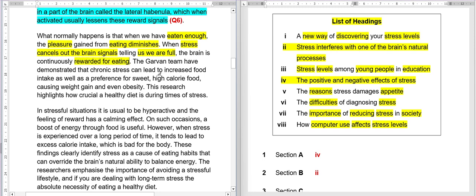The Graven team demonstrated that chronic stress can lead to increased food intake as well as a preference for sweet, high calorie food, causing weight gain and even obesity. So that's why when you are stressed and you eat a lot of food, it can cause weight gain and even obesity. This research highlights how crucial a healthy diet is during times of stress. So this research is showing us how important a healthy diet can be during stress.